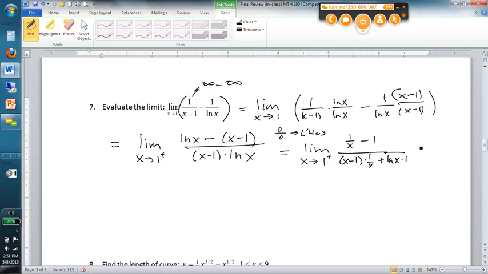Which unfortunately gives me what? 0 over 0 again, doesn't it? If x goes to 1, wouldn't the top go to 0? The bottom goes to 0 as well, because you have 0 plus 0. What do I do? L'Hopital again. Multiple L'Hopitals here.